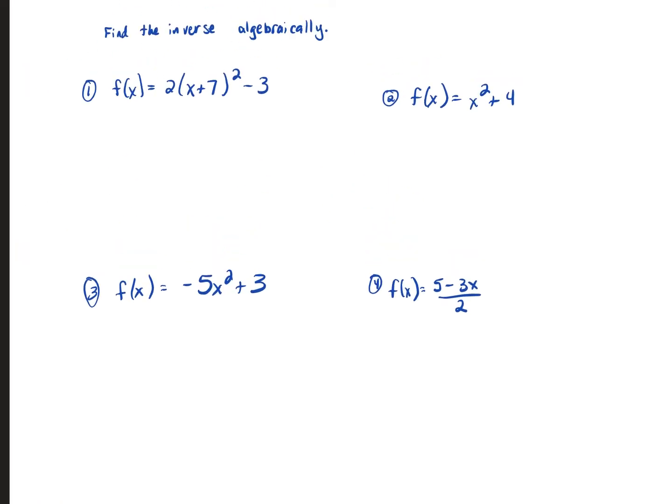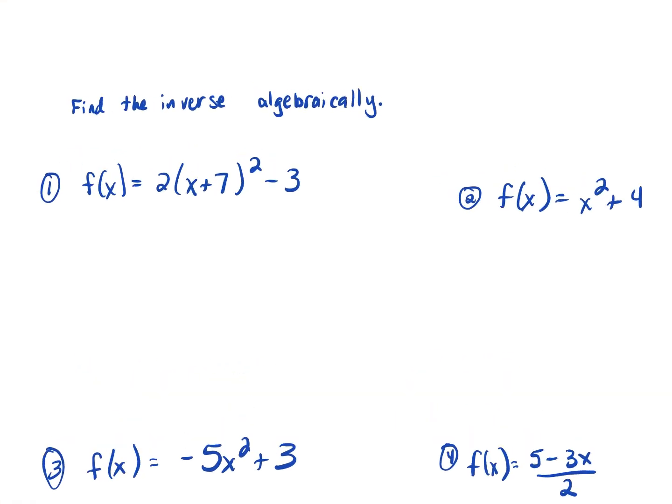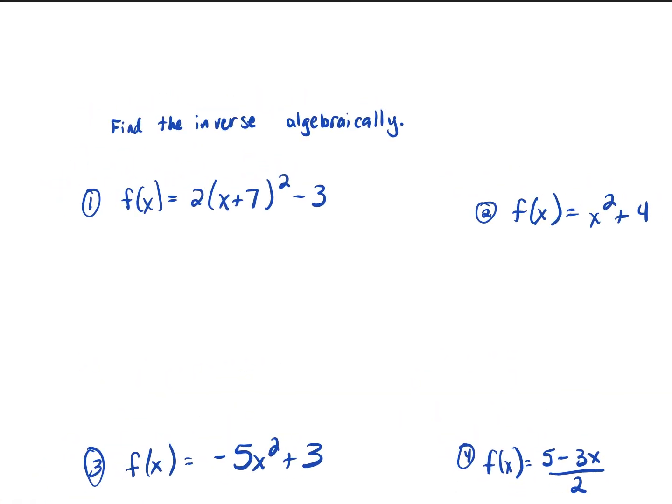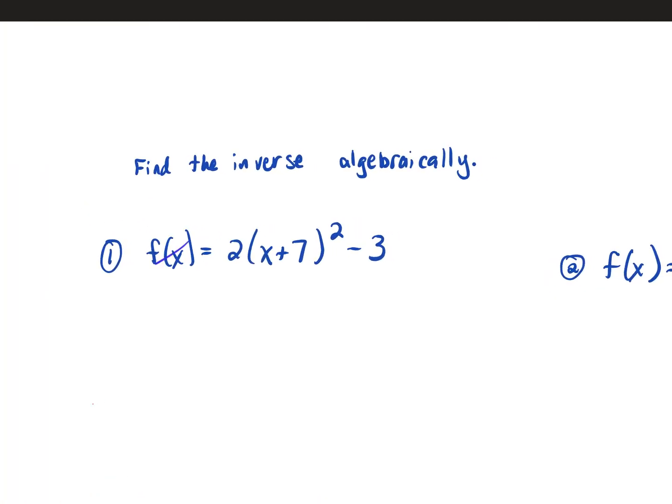All right, so let's solve these. I gave you guys some problems that we just made up. The first thing we're going to do is cross off f of x and change it to a y. The second thing we're going to do is switch the places of the x and y. Super duper important. So this becomes x equals 2 times (y plus 7) squared minus 3. So now we've begun the process, guys. It's really important that you use your order of operations. I want that y by itself. There's a lot of things that have to happen in order to get y by itself.